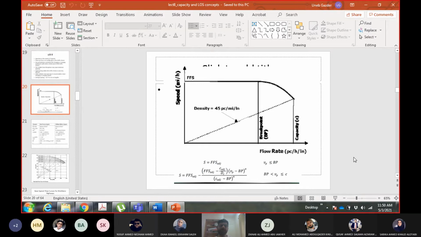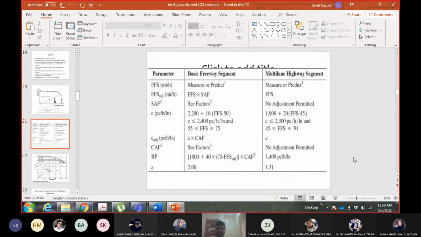So when you are calculating density, you can divide the flow rate by the free flow speed or by the speed coming from this equation, depending upon the value of flow rate and breakpoint BP. Until you calculate the breakpoint, you cannot know which speed to take. So I need to calculate BP here. This is a freeway, so BP will be calculated from here.